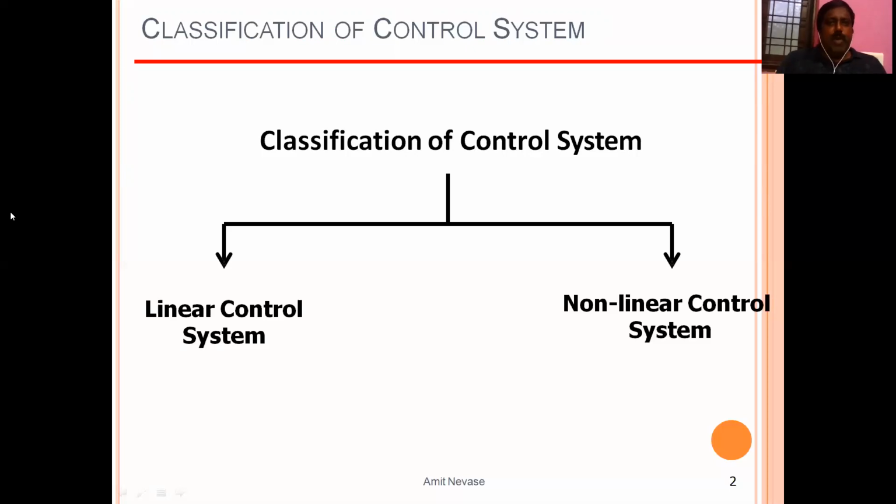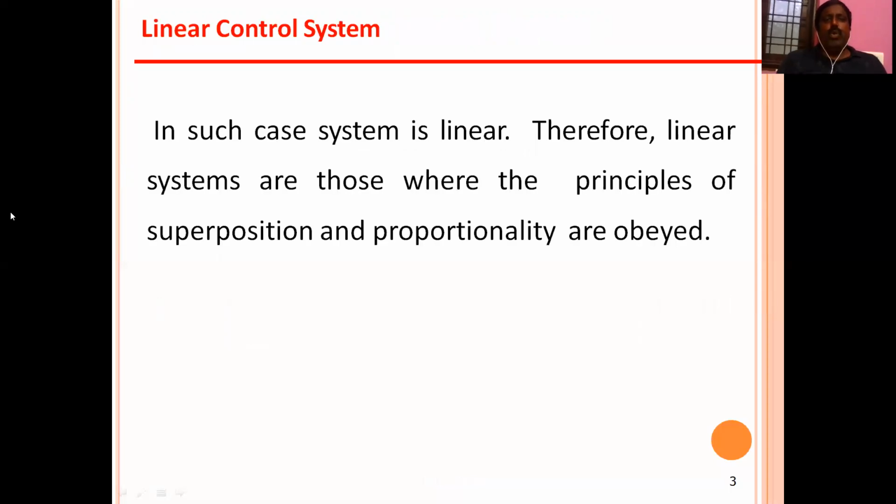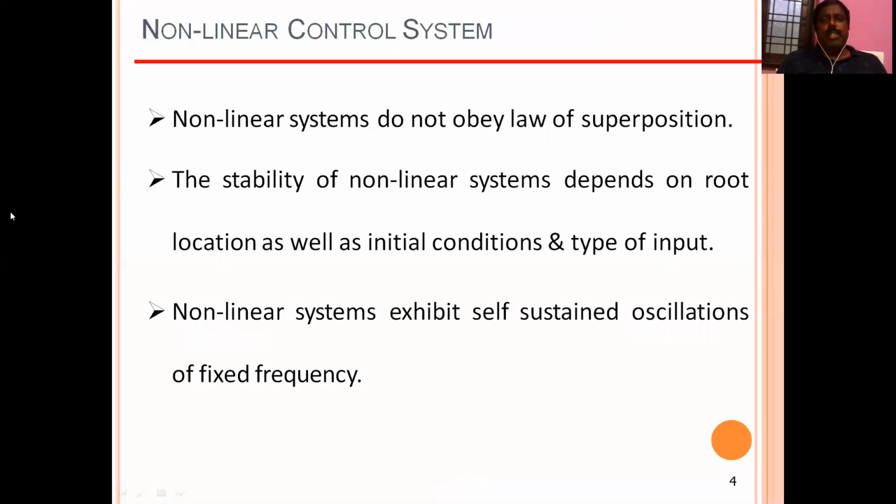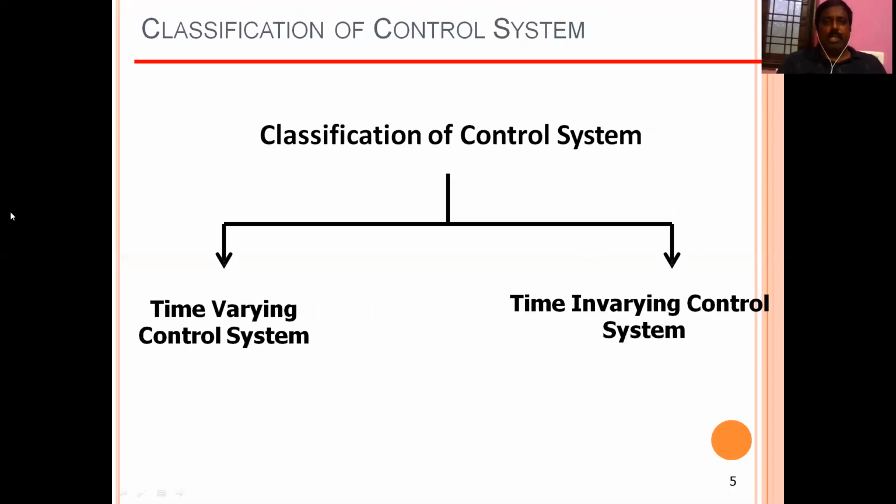Before we discuss time response analysis, generally control systems depend upon linearity and are of two types. One is linear control systems, the second is non-linear control systems. In such systems, if the principles of superposition and proportionality are obeyed, that system is called a linear control system. Non-linear systems do not obey the law of superposition. The stability of non-linear systems depends on root location as well as the initial conditions and type of inputs. Non-linear systems exhibit self-sustained oscillations of fixed frequency.